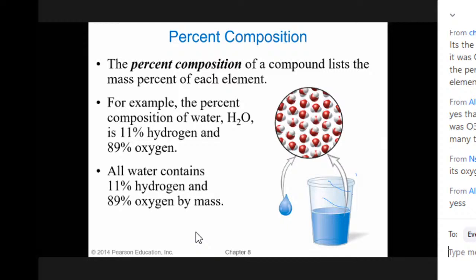Percent composition. Something that's made out of something. What contribution each one is playing in that makeup. That's what we mean by percent composition. You find something, it's composed of A, B, C, and D.